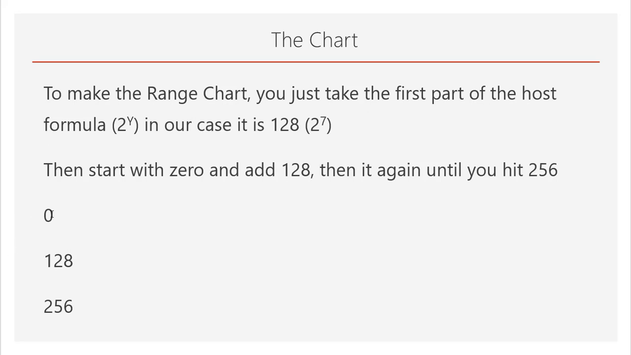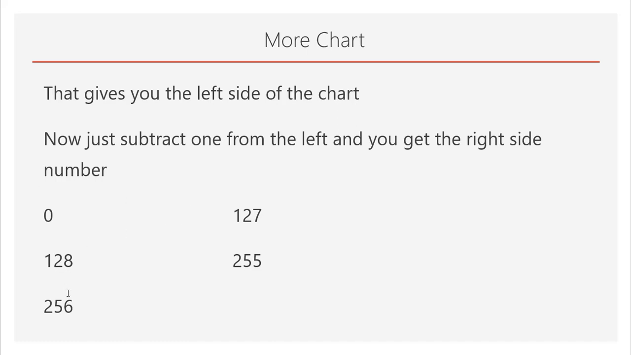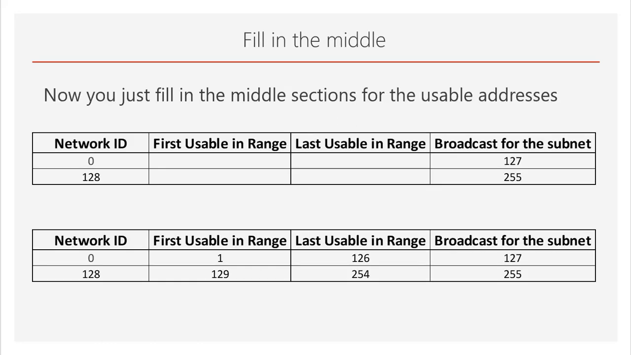So I start at 0 and then I add the range, 128. And then I add the range. So 128 plus 128 is 256. So again, you will always end at 256. Now, that's the left side of my chart. If I just subtract 1 from 256, I get 255, and that fills in the right side of my chart. If I subtract 1 from 128, I get 127. So that's the right side of my chart.